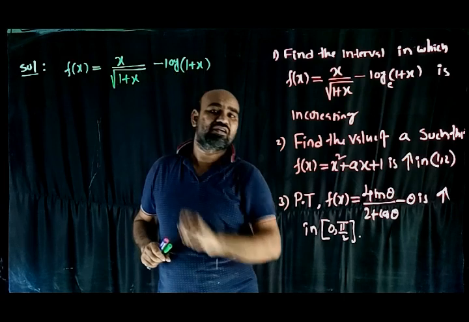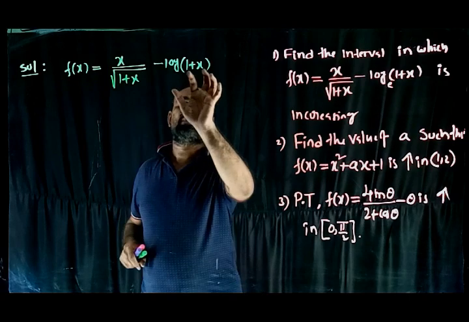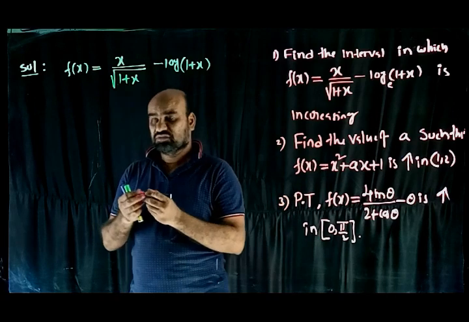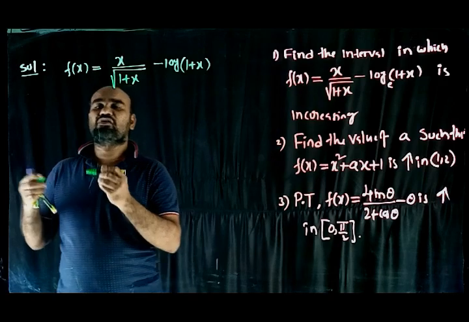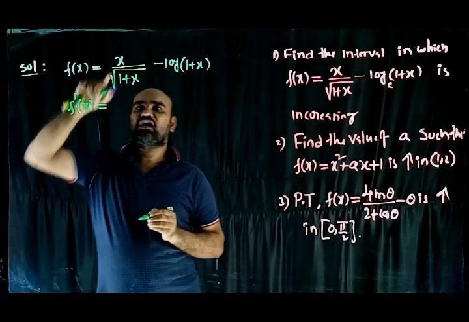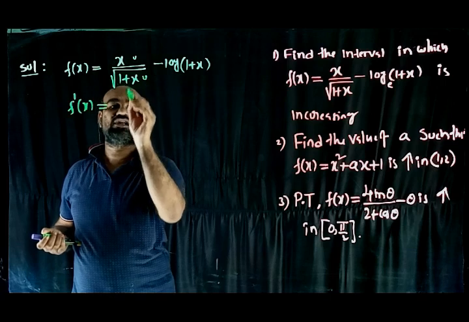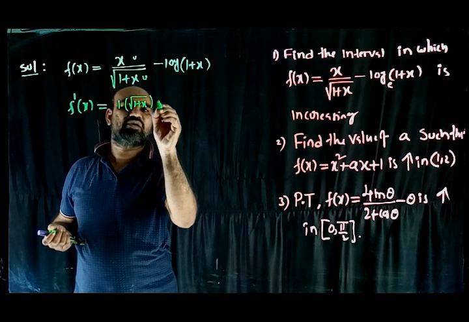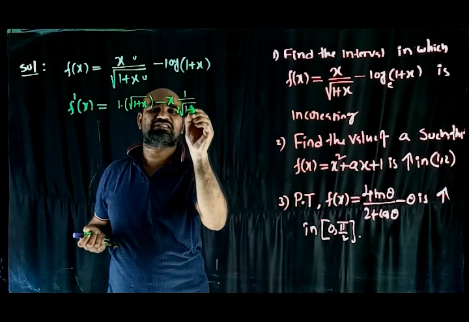Logarithm is defined only for positive real numbers, and there is a root over something here also. 1 plus x should be greater than 0, which means x greater than minus 1. Okay, so I am using the definition of monotonicity. I am finding the first derivative. f dash of x is equal to, here I am using u by v. This is u, this is v: u derivative 1 into v as it is, minus u as it is, v derivative 1 by 2 root over 1 plus x.